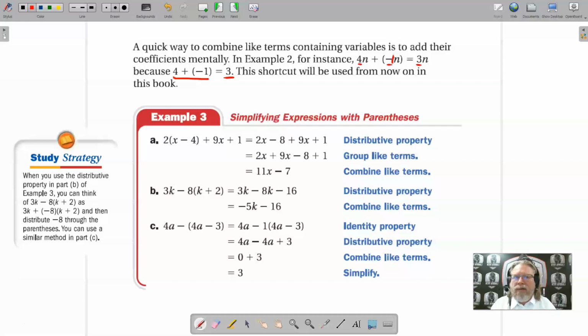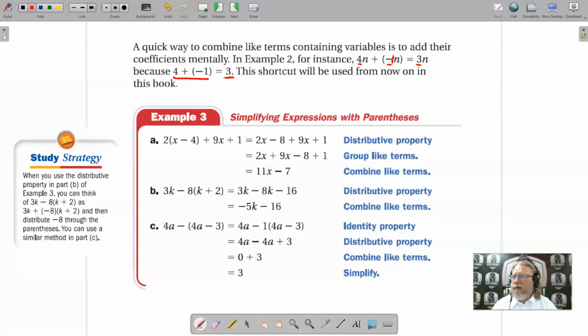So this shortcut will be used from now on in the textbook, and it will always be the shortcut that I use as well. I was really having a hard time not telling you in the previous examples, just add the coefficients together. That's a lot easier that way. Don't have to do the distributive property.